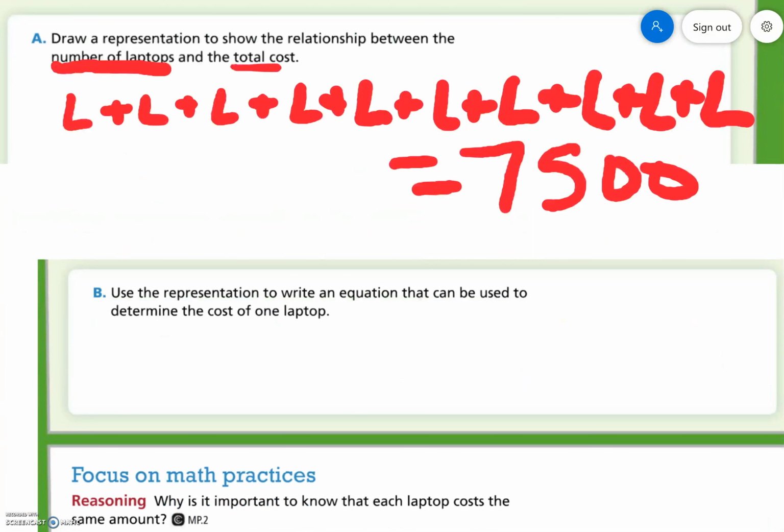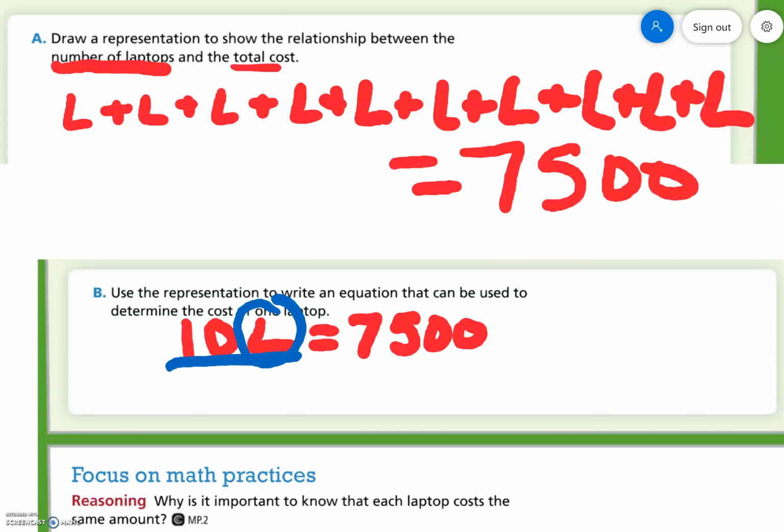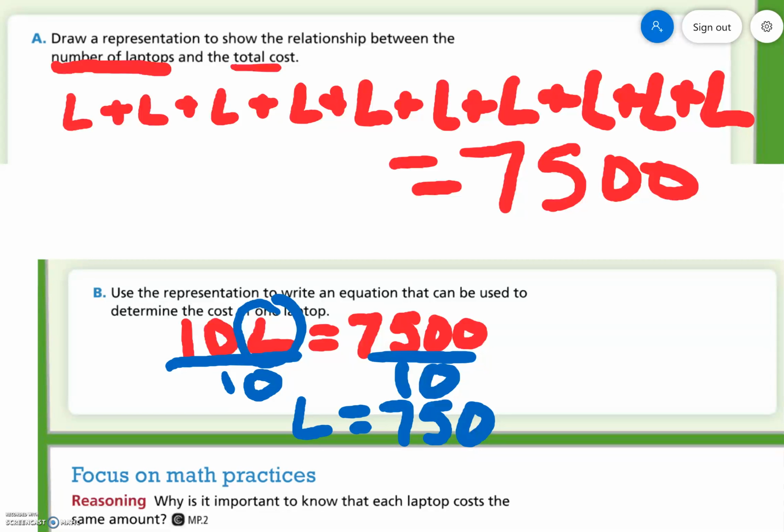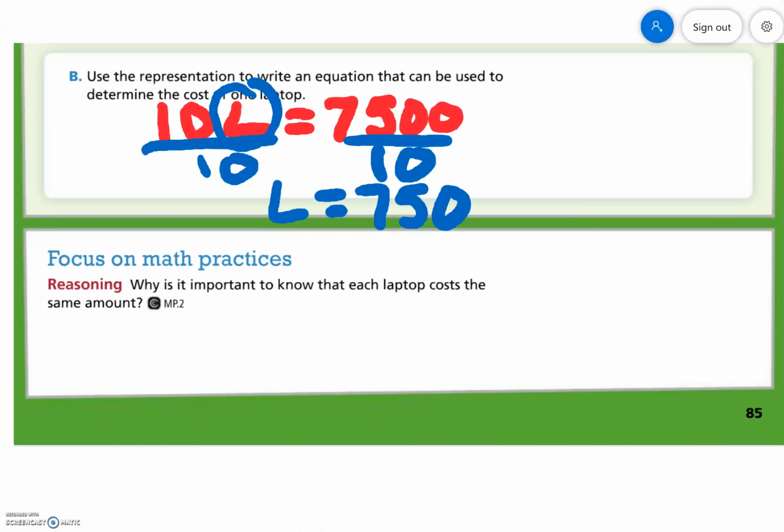I can condense that. Instead of taking 10 L's, I'm going to multiply the L by 10. So 10L equals 7,500. Well, in order to solve, I want to get my L by itself. So I'm going to divide both sides by 10. L equals $750, which tells me that each laptop is $750.